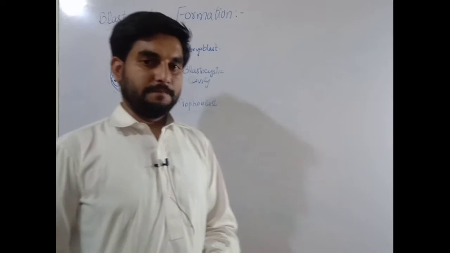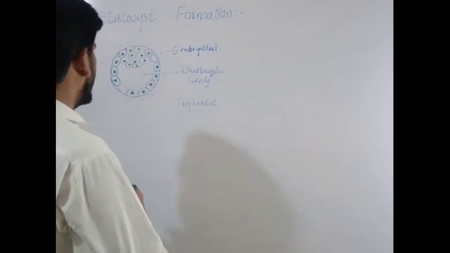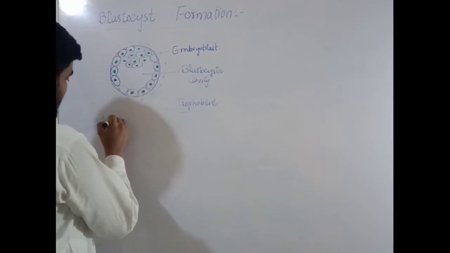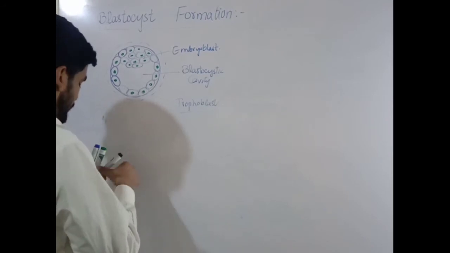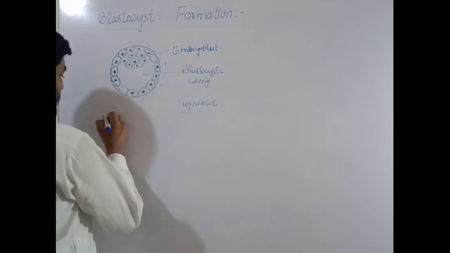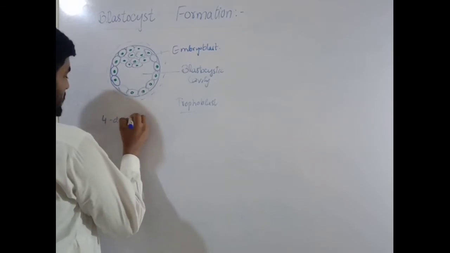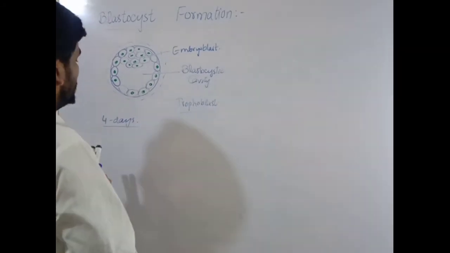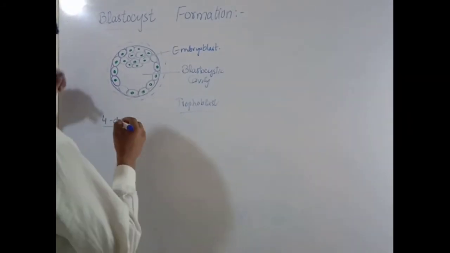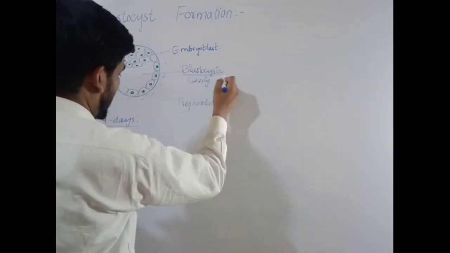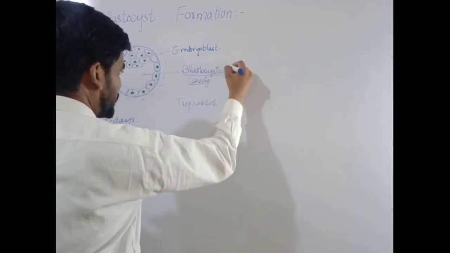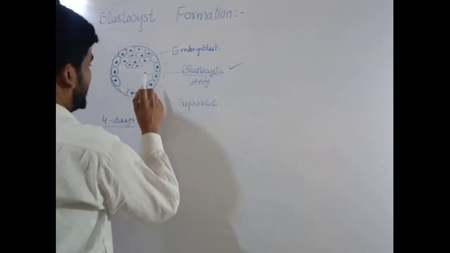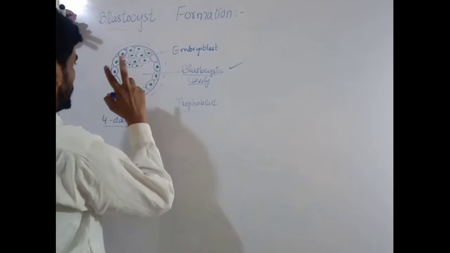Blastocyst formation. When the morula reaches the uterus 4 days after fertilization, a cavity is formed. The cavity is the blastocystic cavity.